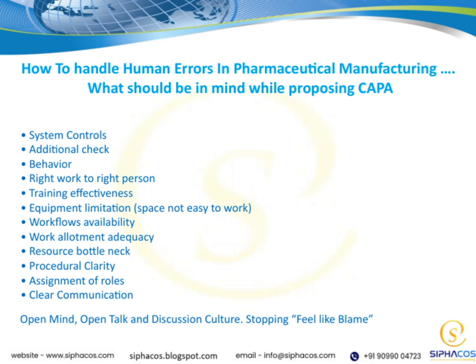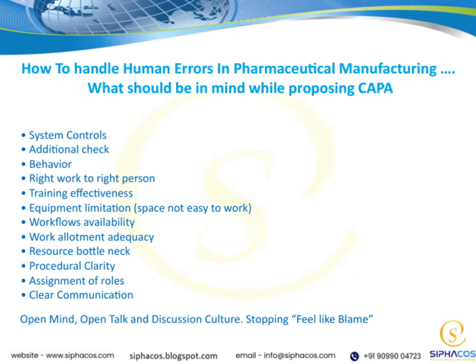Work allotment should be adequate. Overloading staff can lead to mistakes. Resource bottlenecks, whether manpower or materials, need to be identified and resolved. Procedural clarity is crucial. Everyone should understand the steps and expectations. Clear assignment of roles and responsibilities helps avoid confusion. And of course, communication should be transparent and effective. This keeps everyone aligned and minimizes errors.